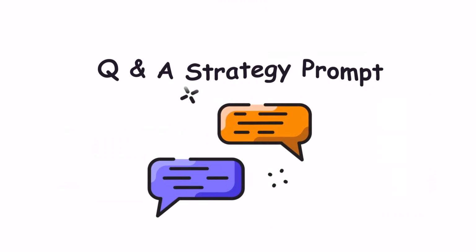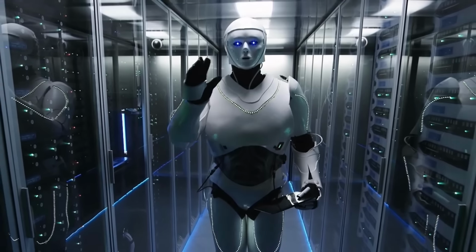Okay, let's go. Number 4 is called the Q&A strategy prompt. This is where you get the AI to prompt you so that you can prompt the AI? It sounds weird, but check it out.